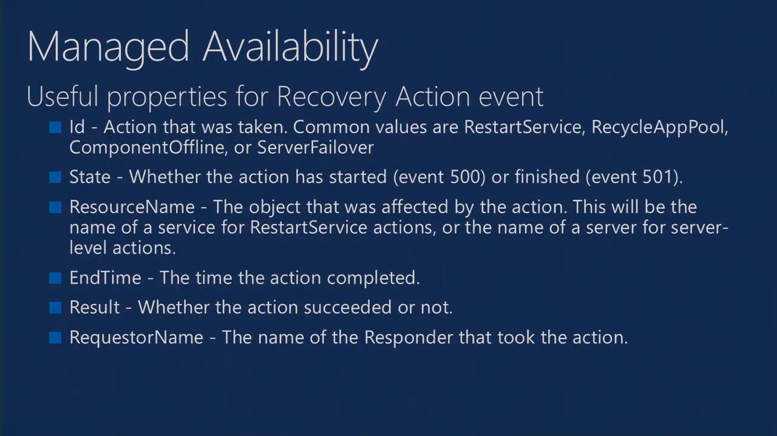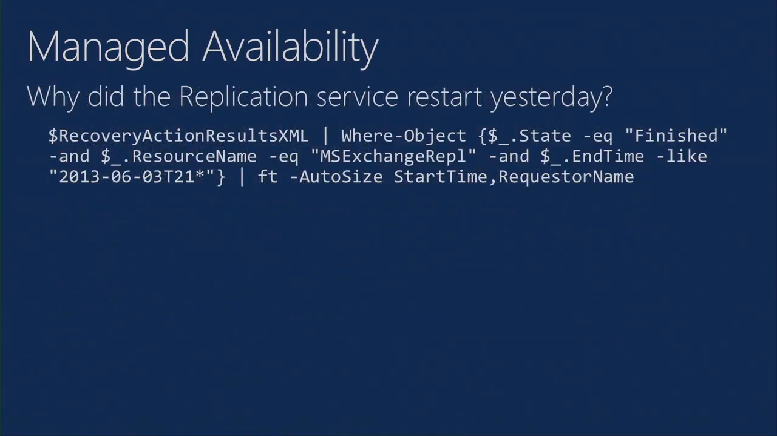So some of the useful properties, I'm not going to go through all of these. I just wanted to include them for completeness for you. There are a lot of properties that you can glean from looking at the XML view of those events. And when Ross was doing his demo, all he wanted to do was demonstrate how managed availability would restart the replication service when it wasn't running.